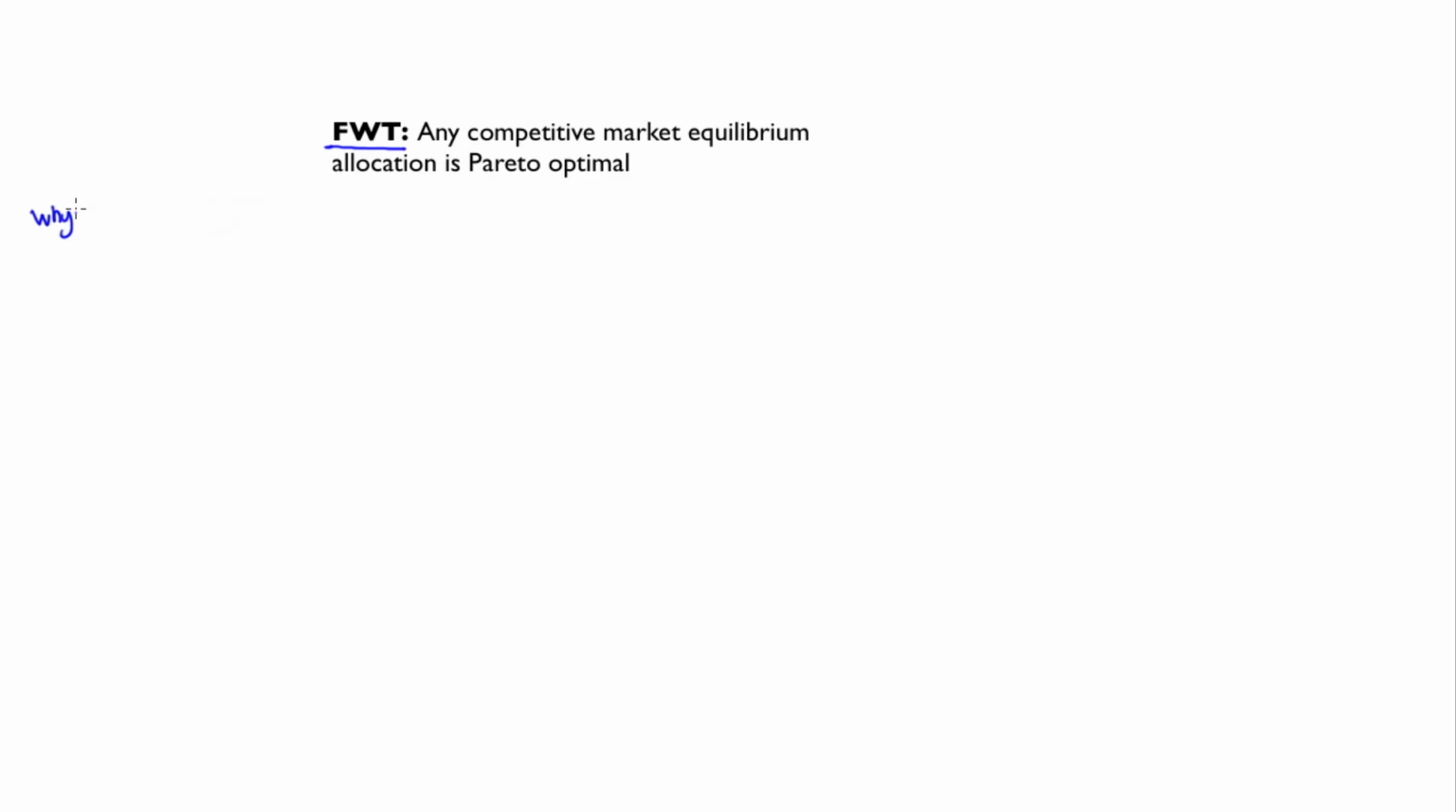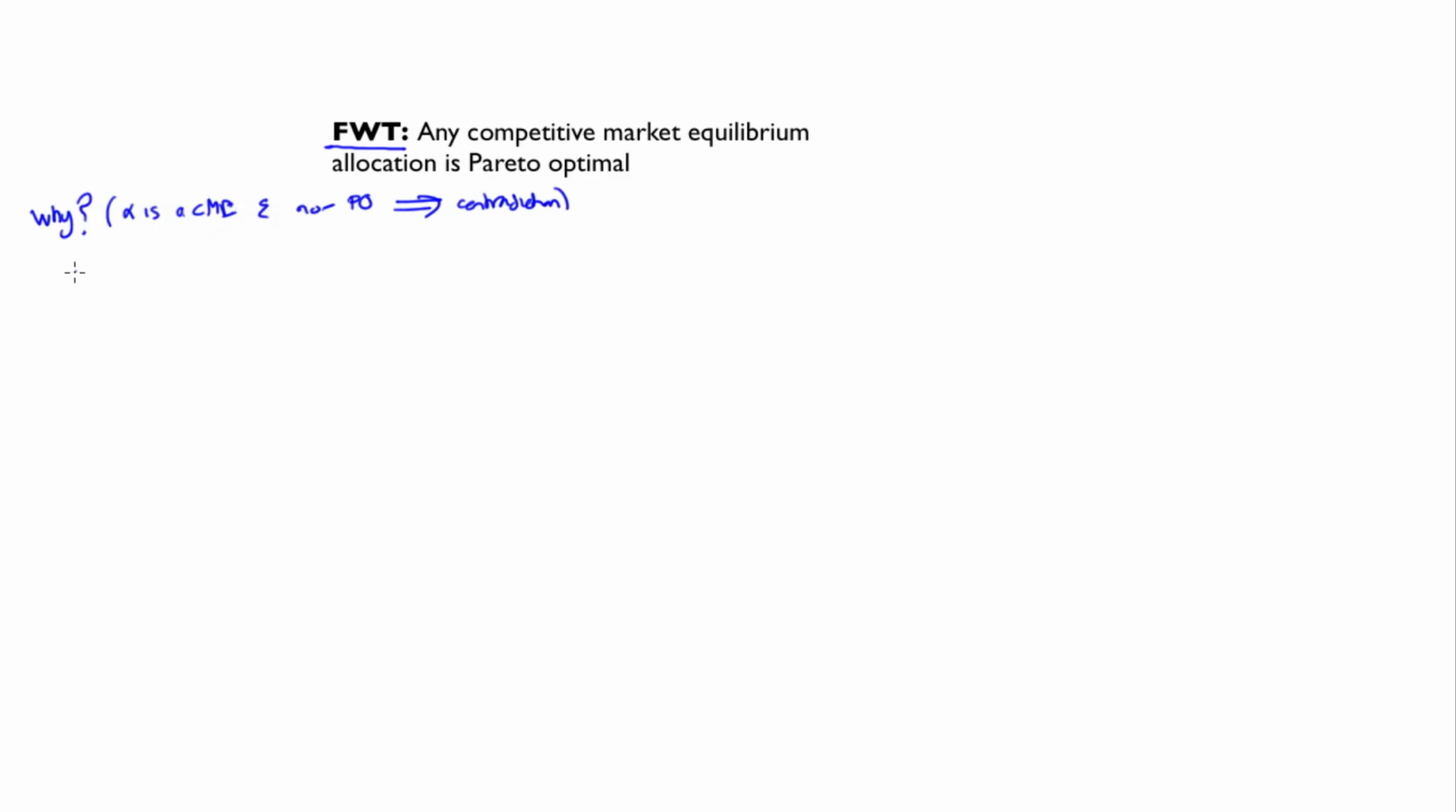Now, the logic of the result is: if an allocation is a market equilibrium, it is Pareto optimal. I'm going to prove it with you using the contrapositive. It's going to show you that if alpha is a competitive market allocation, a competitive market equilibrium, and is not Pareto optimal, then there is a contradiction. There is something wrong. That makes no sense. That's the logic that I'm going to use.